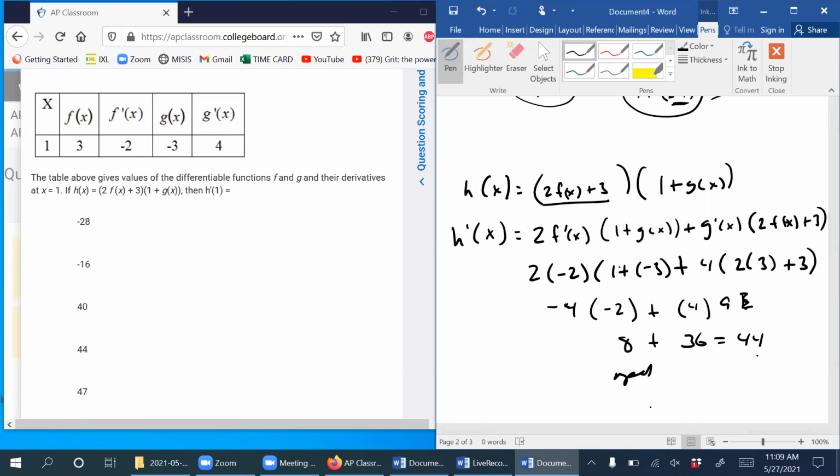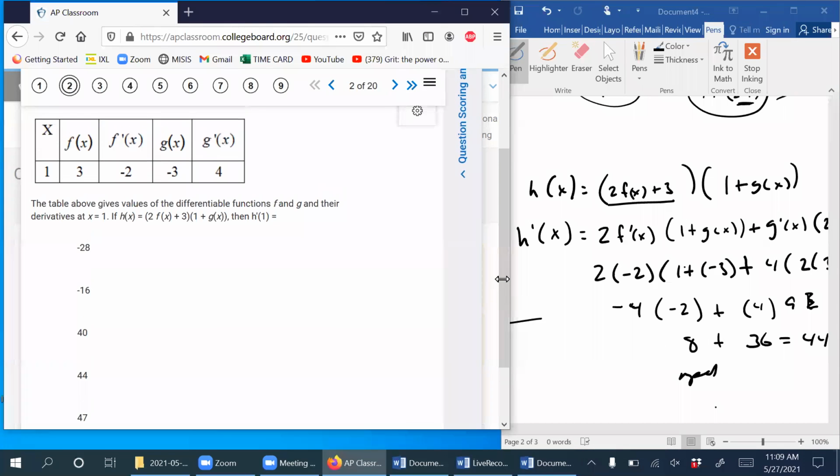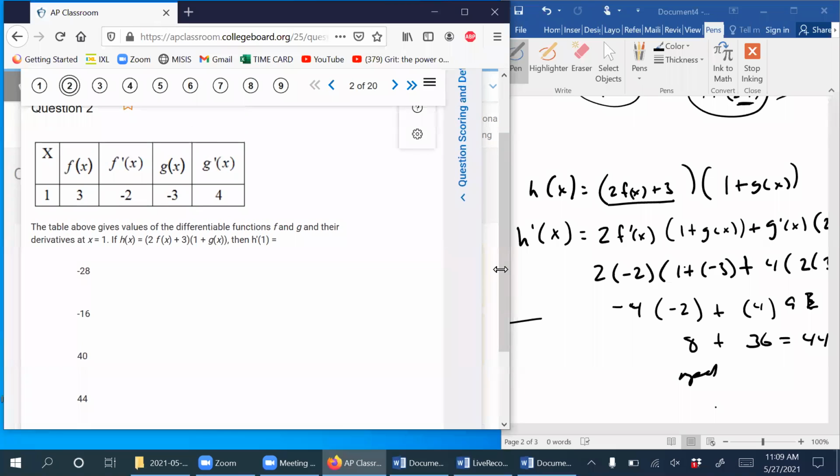Okay, hopefully that was helpful. Now, again, all these problems, I try not to overthink. They tell me to take the derivative. Yes, sir. Yes, ma'am. I'm going to take that derivative.